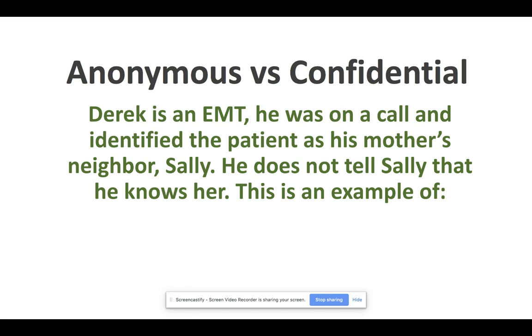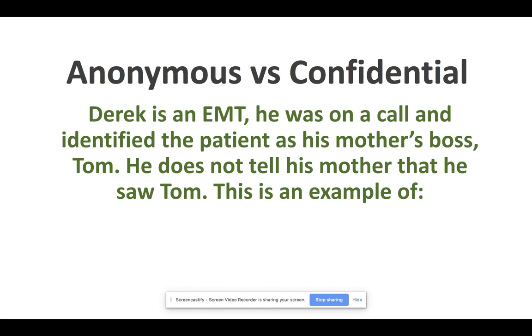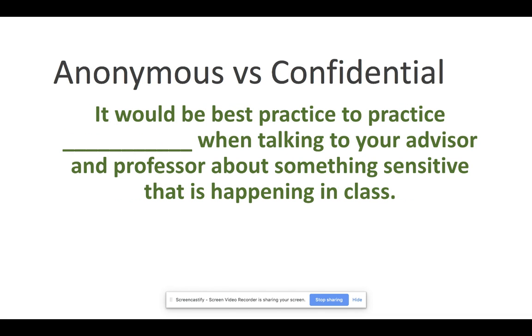Derek is an EMT, emergency medical technician. He was on call and identified the patient as his mother's neighbor, Sally. He does not tell Sally that he knows her. This is an example of anonymous or confidential. Derek is an EMT. He was on call and identified the patient as his mother's boss, Tom. He does not tell his mother that he saw Tom. This is an example of what? Anonymous or confidential. It would be best practice to practice blank when talking to your advisor and professor about something sensitive that happened in class. This is anonymous or confidential.